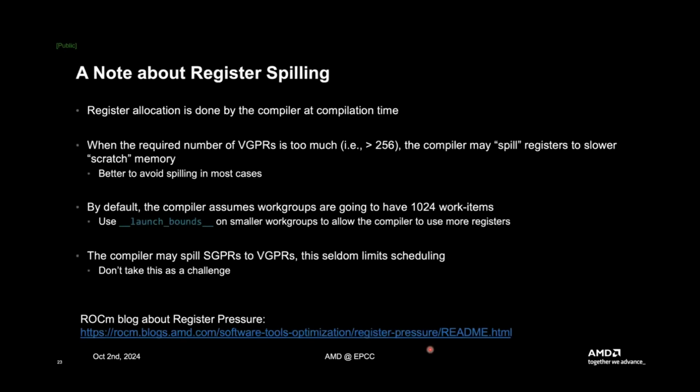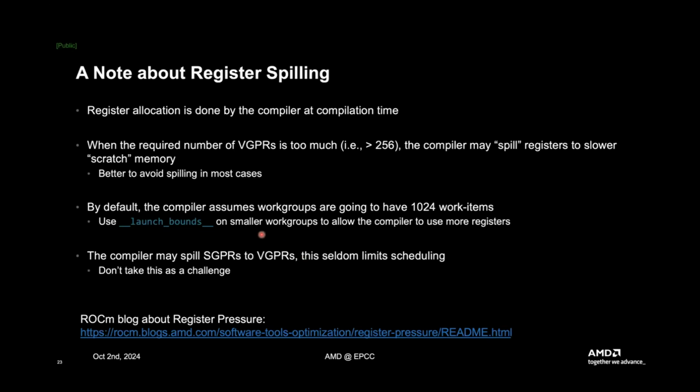Register spilling. All the register allocation is done by the compiler at compilation time. When too many registers are required, the compiler may decide to write some of the data into slower scratch memory. Because it's slower, the kernel takes longer. It's just better to avoid spilling in most cases. So when you write your kernel, if it is slow, get that compiler report and see how many registers are being used and check if there is any scratch usage. Then we want to think about how to reduce that.